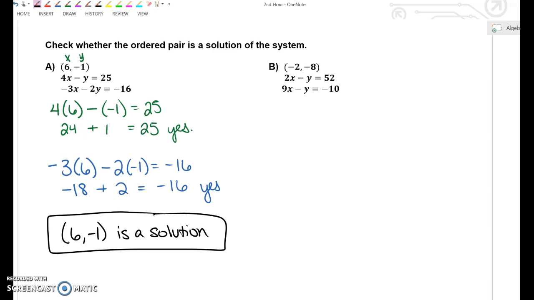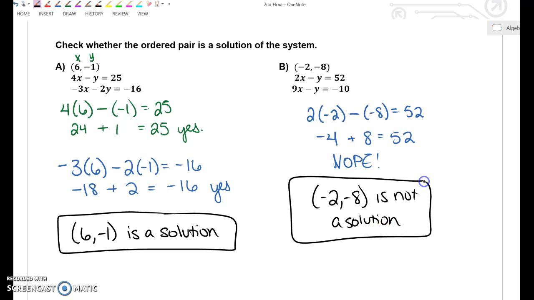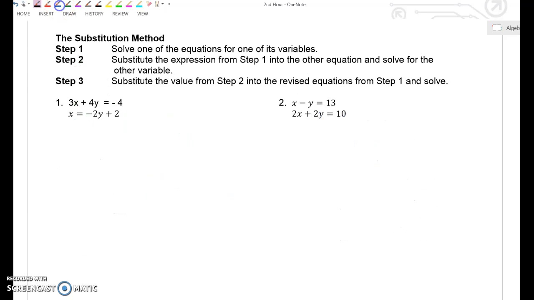I would like you to try B on your own. This system is kind of nice because it tells you right away that you can stop wasting your time. Negative 4 plus 8 is definitely not 52. So that means negative 2, negative 8 is not a solution. If it doesn't work on the first equation, don't waste your time with the others. It's not going to work.